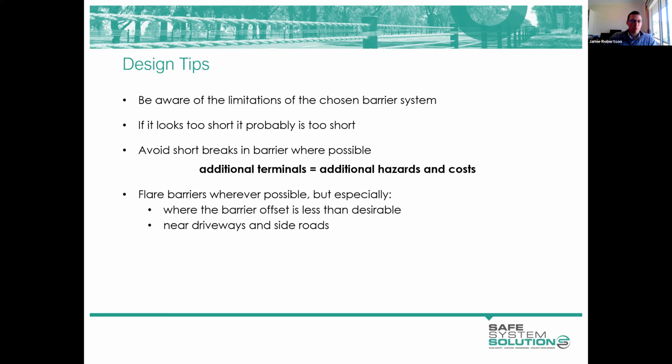If you can get it beyond 3 metres, you're probably not going to have any issues with sight distance with vehicles entering from side roads or driveways. If you've got that 3 metre offset or more, you'll find that the entering vehicle can sort of prop at a point where the motorist can see in front of the barrier.